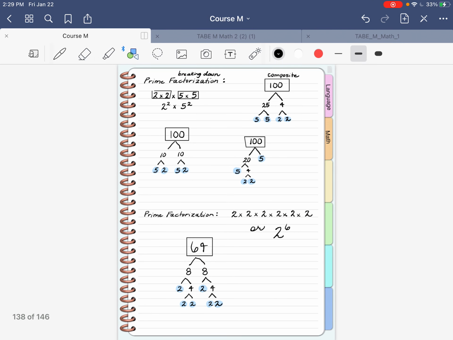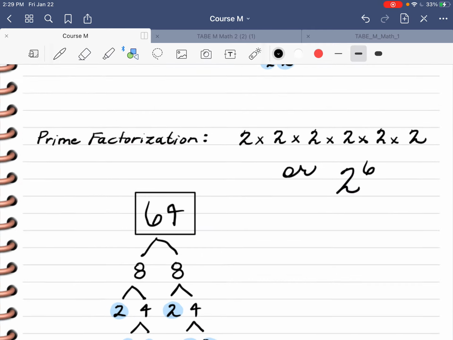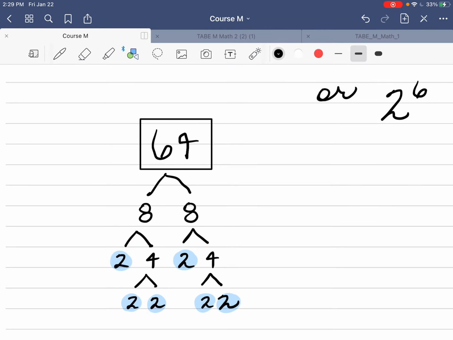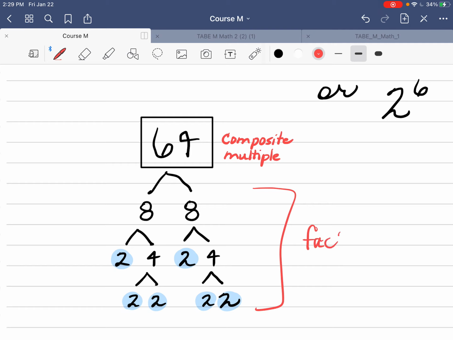I do want to tell you, with respect to the vocabulary, that this is called the composite multiple, and all of these low-hanging fruit, these are the factors. Okay.